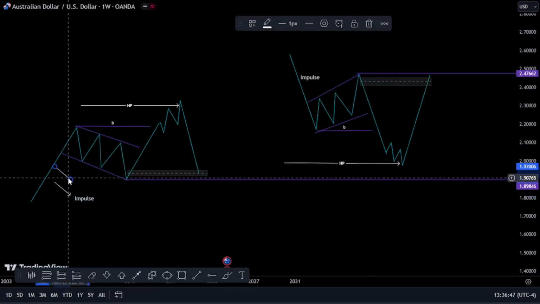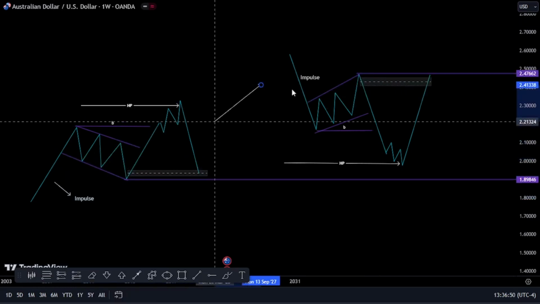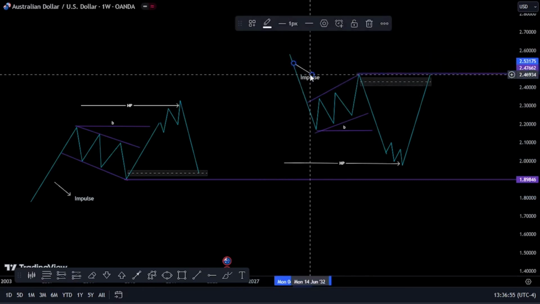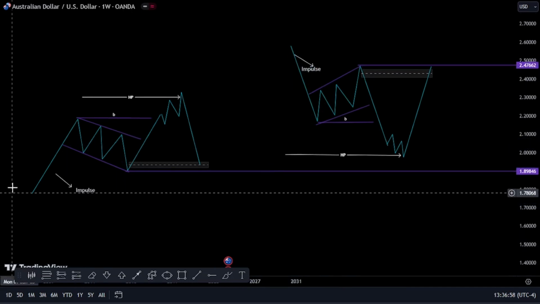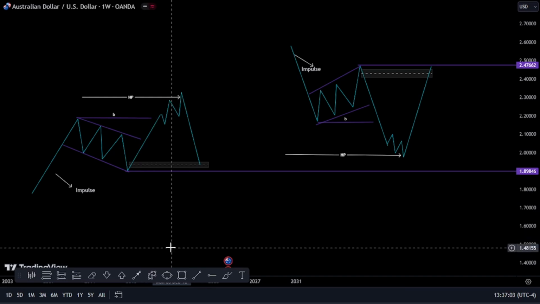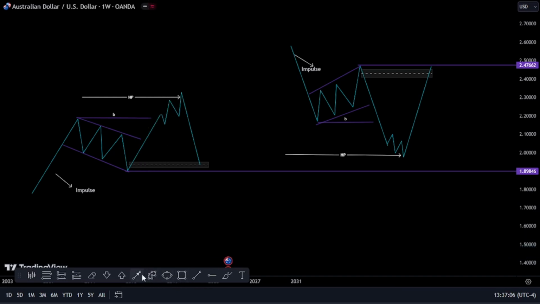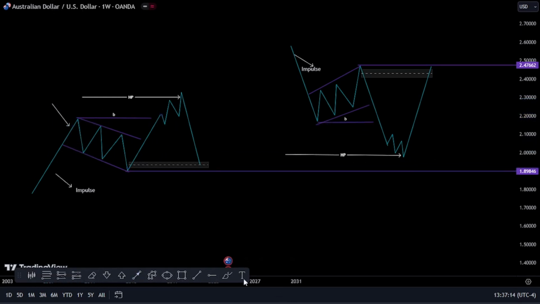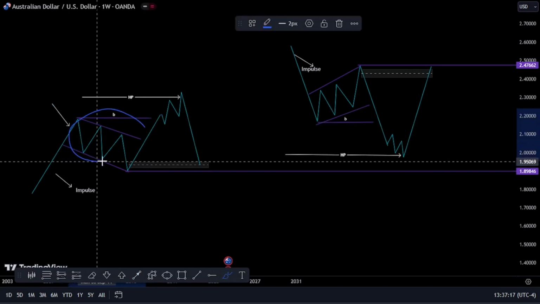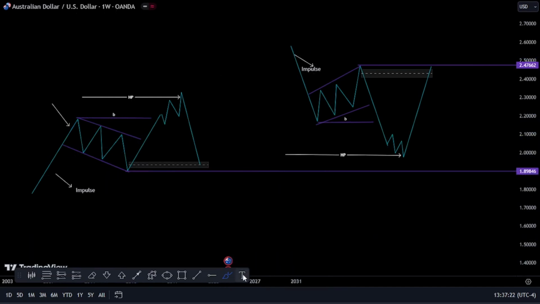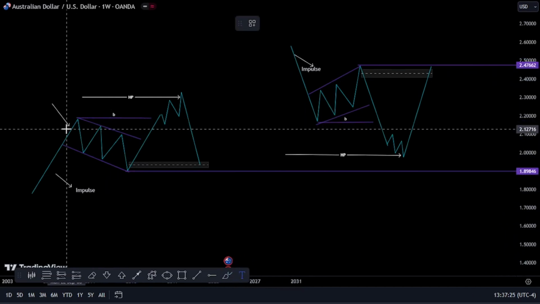I'm going to be showing you both for bullish and bearish trend. This is our impulse, and then we'll quickly jump into the chart and I show you guys. You understand? After our impulse, this right here is what we call correction. This consolidation area here, this is what we call correction.